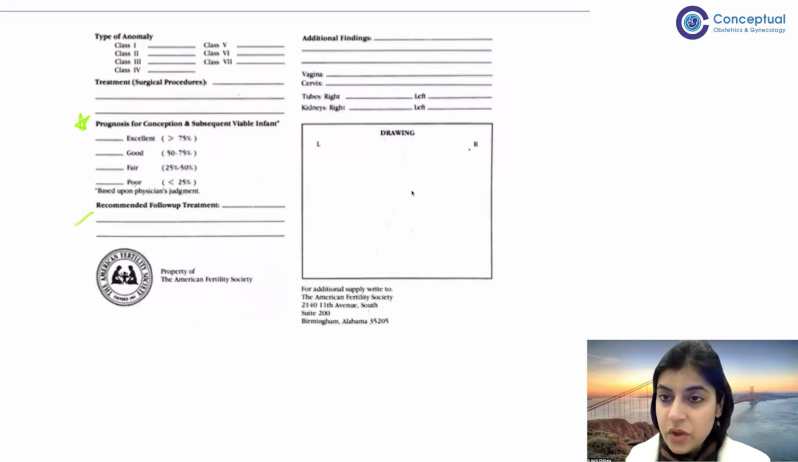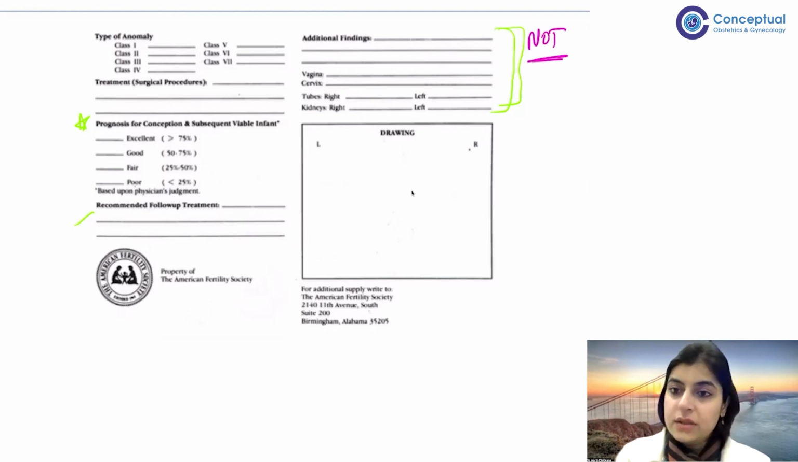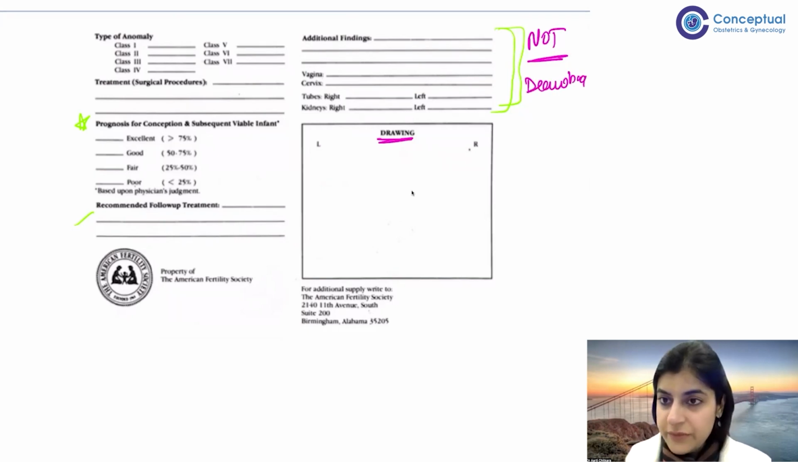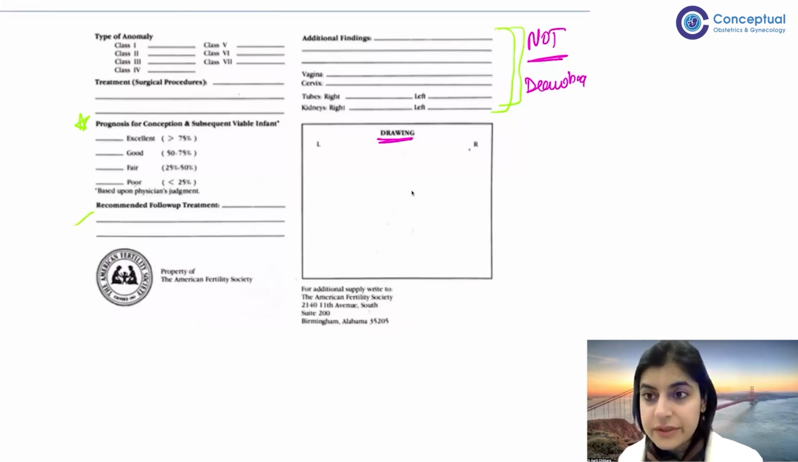Additional findings were documented, which is vagina, cervix, tubes. So there was an additional column of additional findings, right? This was not included per se in the classification system. This vagina, cervix, tubes, kidneys were not finding a standing within the classification system. So this was a major drawback. You can draw your intraoperative findings here. So this was the proposal given by the AFS Society, that is the American Fertility Society.